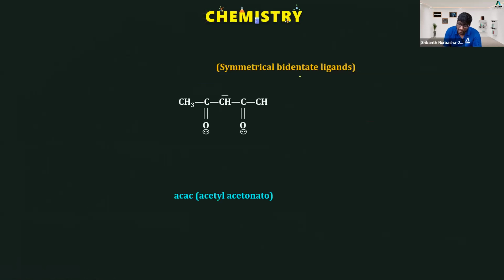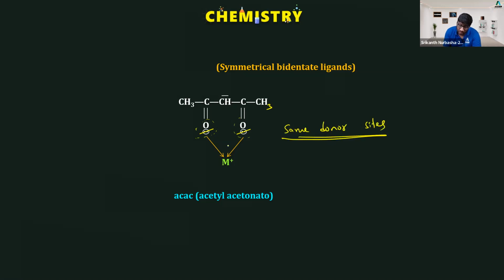Then comes another symmetrical bidentate ligand, acetyl acetonato. So we have CH3, C double bond O, CH minus, C double bond O, CH3. Yes or no? The oxygens are now donating the electron pairs to the central metal atom. So both the electron donor atoms are the same donor sites. So, symmetrical.